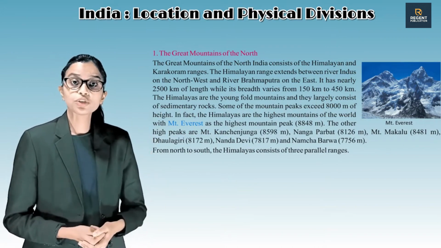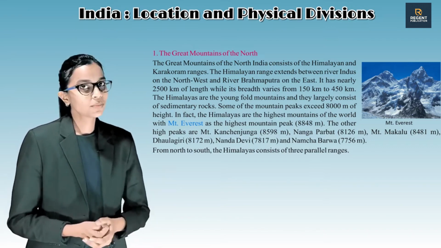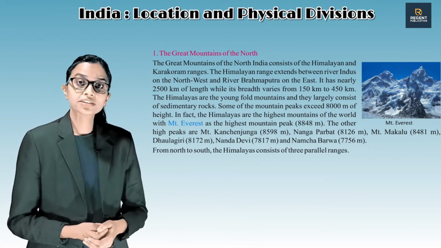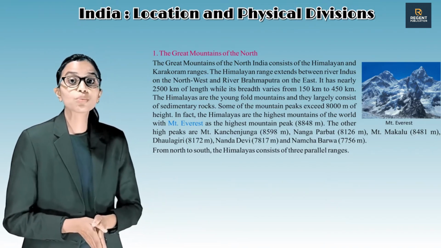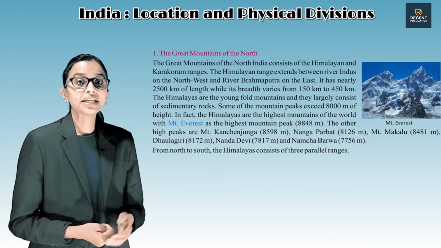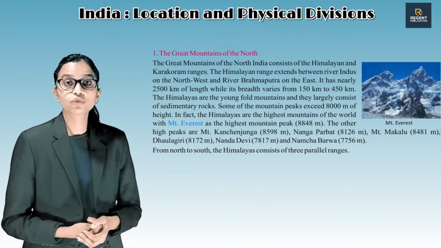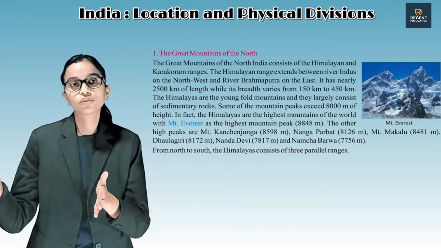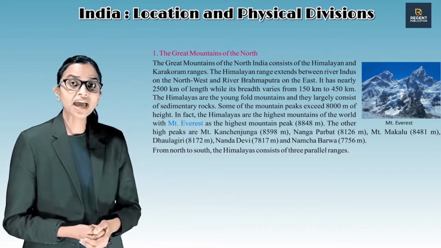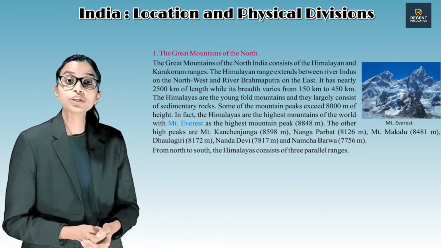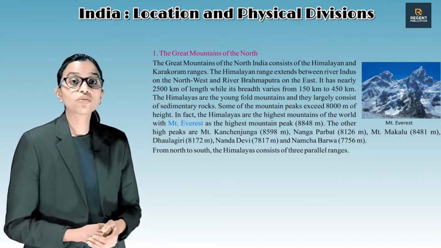First one, the Great Mountains of the North. The Great Mountains of the North of India consist of the Himalayas and Karakoram ranges. The Himalayan range extends between the river Indus on the northwest and the river Brahmaputra on the east. It has a length of nearly 2,500 km, while its breadth varies from 150 km to 450 km. The Himalayas are young fold mountains and they largely consist of sedimentary rocks. Some of the mountain peaks exceed 8,000 meters in height.